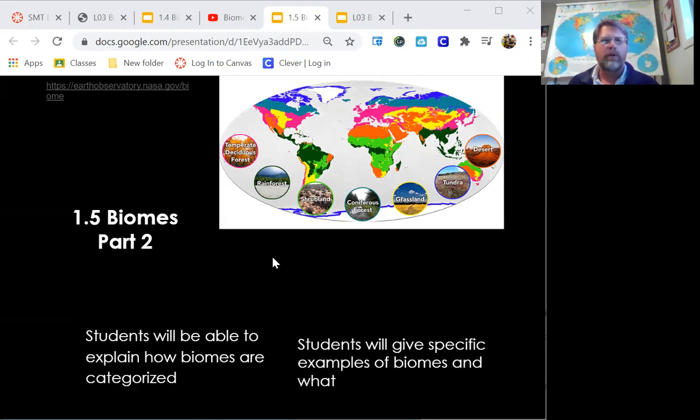In this biomes part 2, students will be able to explain how biomes are categorized, and students will give specific examples of biomes and what variables affect their categories.